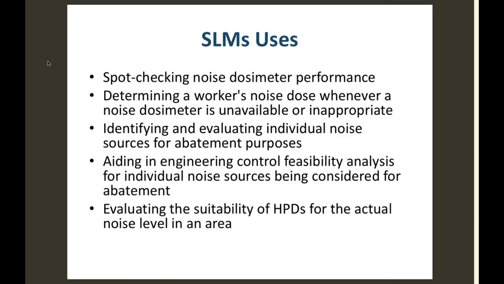Okay, so whenever you're talking about OSHA permissible exposure levels, you're always talking about specific measurements on the worker, right? So you're not talking about area measurements. So in this case, you might use this as a method to check that dosimeter, to see if that dosimeter is reading properly. Okay, and we'll take a look at what the difference looks like from these two things. To check a worker's noise dose whenever the dosimeter is not available. So you can take maybe a quick reading to get an idea of what the measurement is.